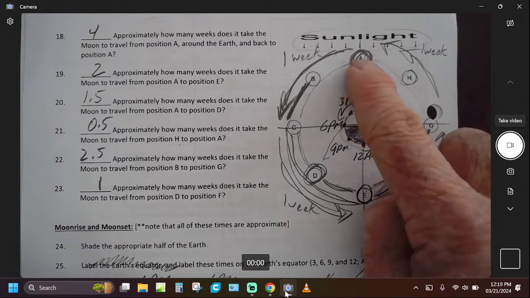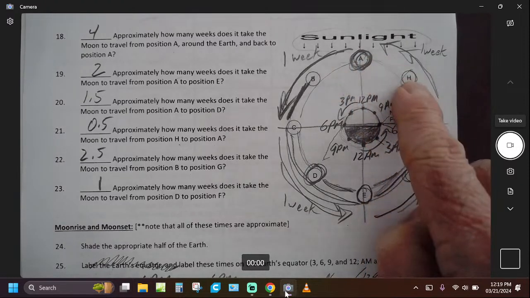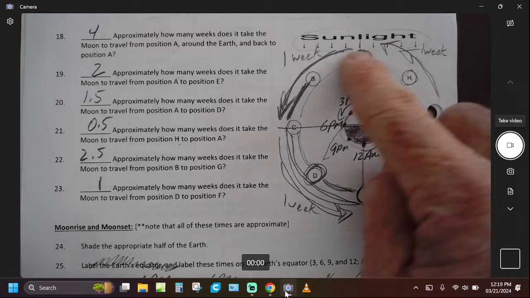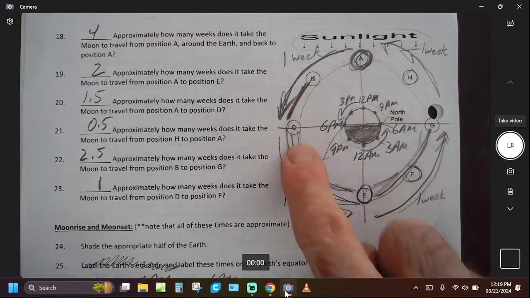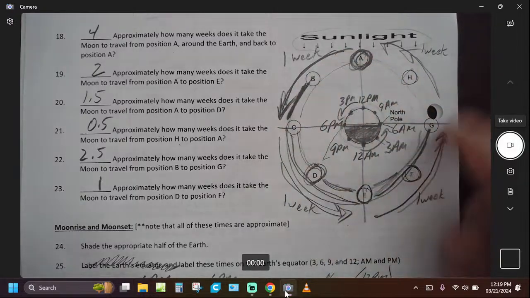Yeah, resist the temptation to go this way. Why can't you go that way? The moon doesn't go that way. Yeah, the moon goes counterclockwise if we're looking on the Earth's north pole. So this would be 3.5 weeks. And all the way around is about 4.